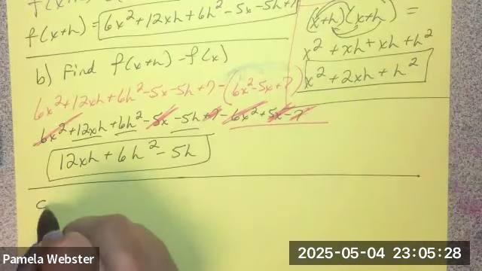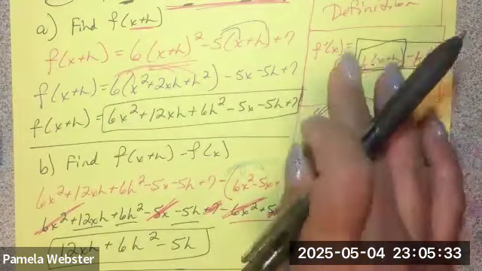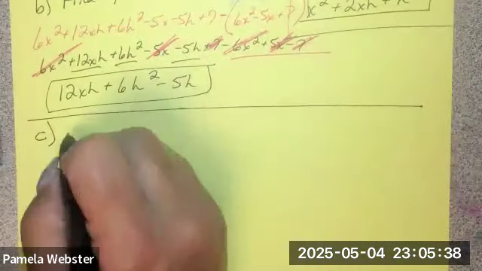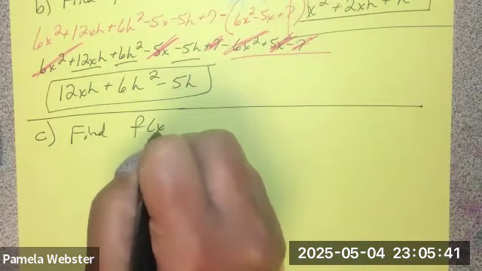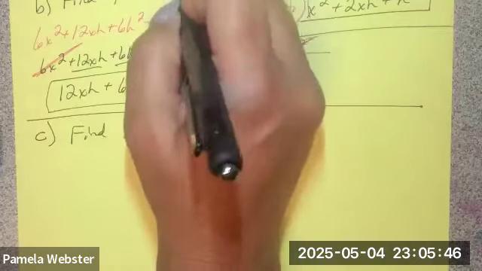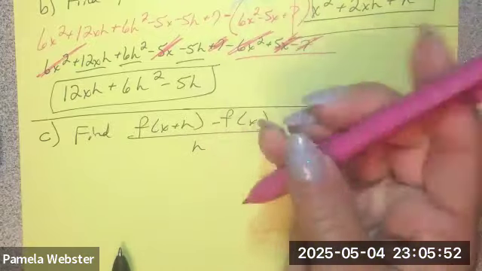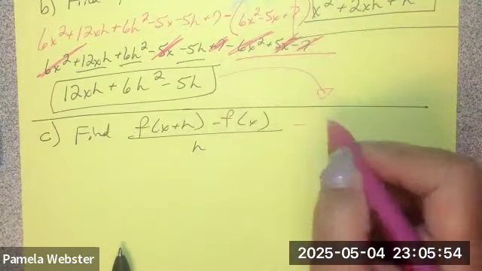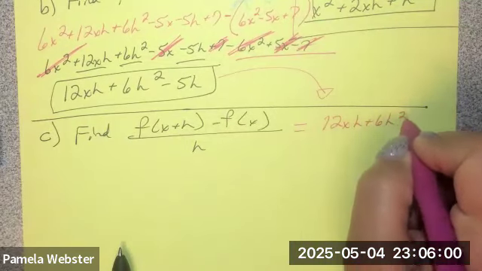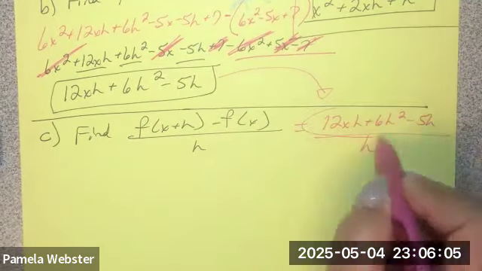Which leads me well for step C, because step C says now divide by h, right? Leave that limit guy till the end. Now we're doing this whole fraction. So find f of x plus h minus f of x all over h. Now, do I need to go back and redo this stuff? No, I have that, right? This is what f of x plus h is, minus f of x. 12xh plus 6h squared minus 5h all over h. That's what we're saying. Substitute that in right there.